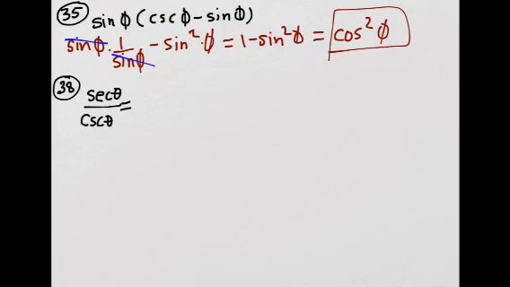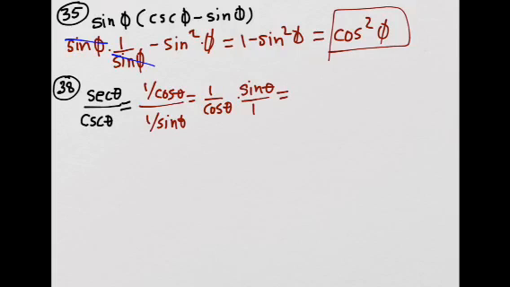Alright, so for number 38, I'm going to convert both numerator and denominator into sines and cosines. So the numerator is 1 over cosine theta, and the denominator is 1 over sine theta. So this is 1 over cosine theta times, remember when you divide by a fraction, you are multiplying by its reciprocal. So sine theta over 1. And so sine over cosine gives you tangent.